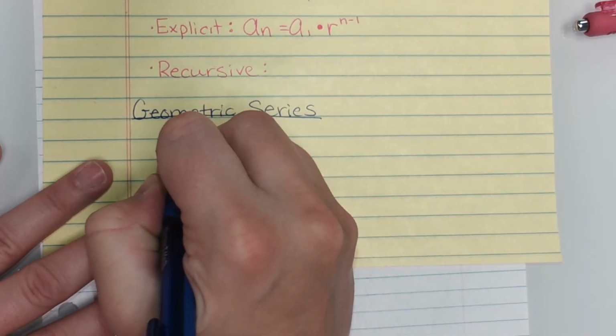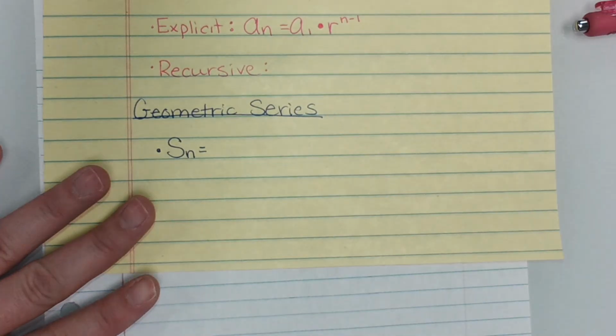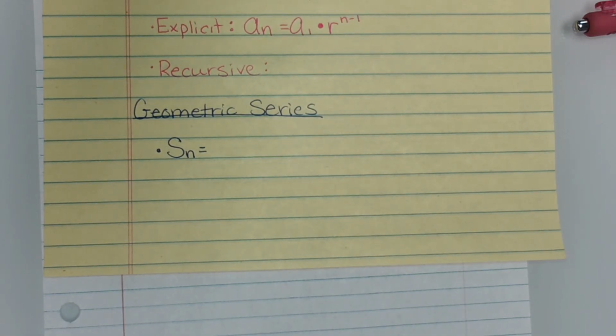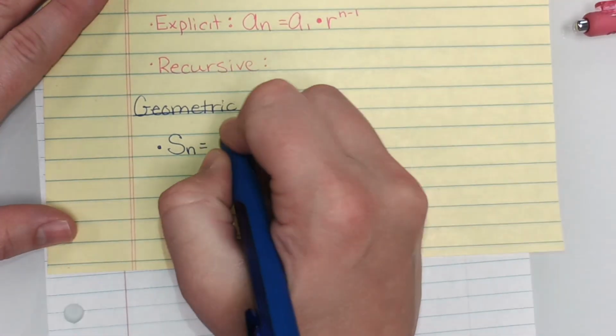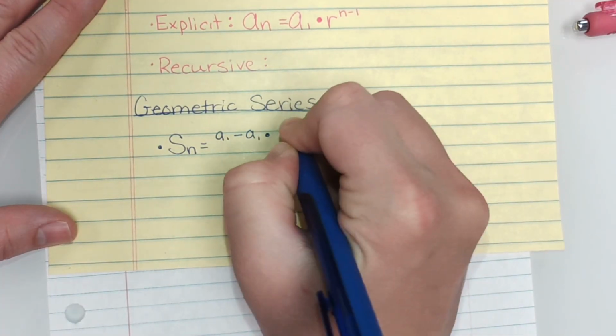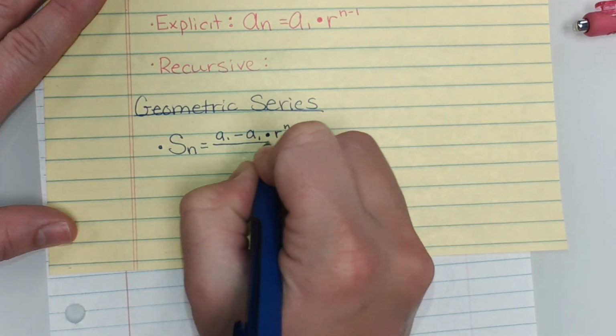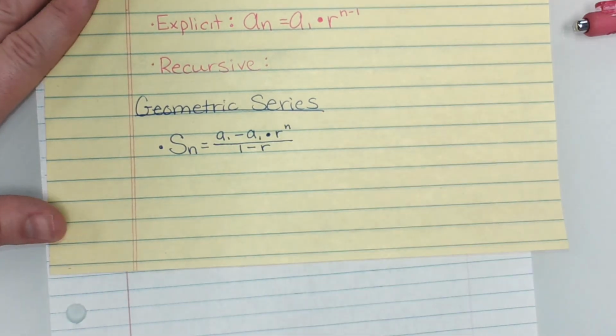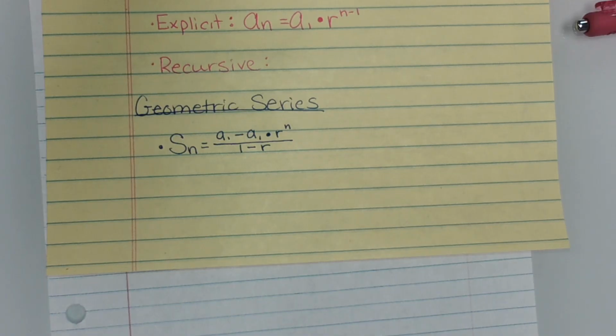Okay. S sub n is equal to. Now, the first formula I am going to give you is the way the book treats this formula. It goes a sub 1 minus a sub 1 times r to the power of n all over 1 minus r. I personally find that this format of a series formula actually causes some issues because of that a sub 1 being in two places. And oftentimes what we are wanting to do is work with this formula and be able to get a sub 1 out of it.